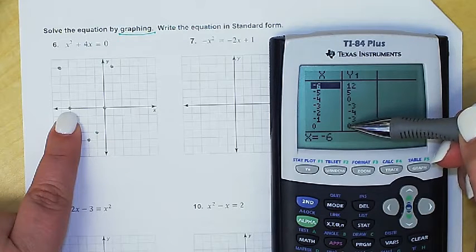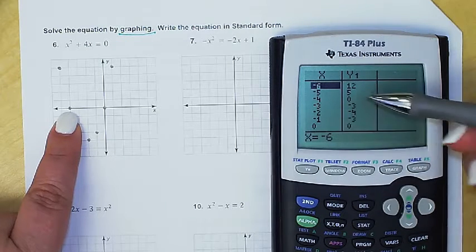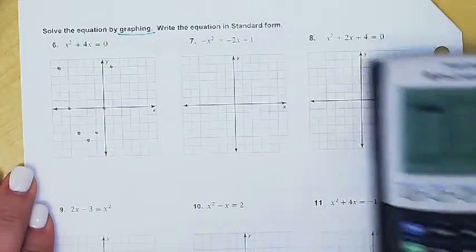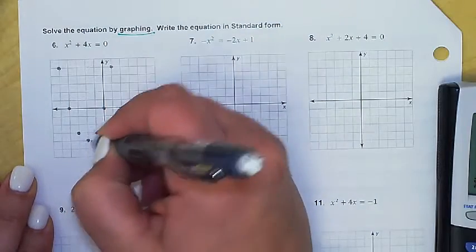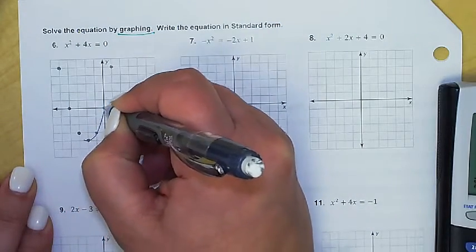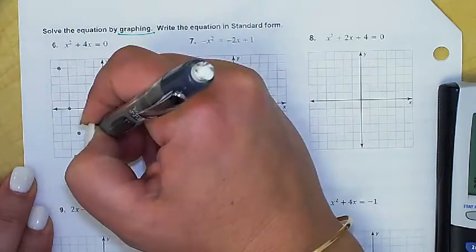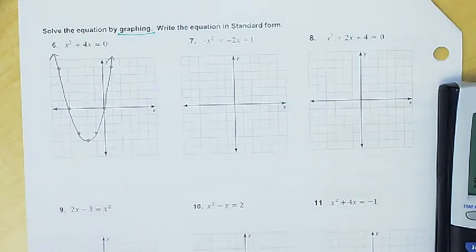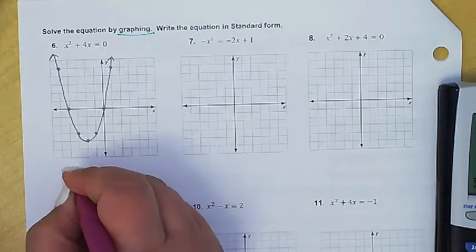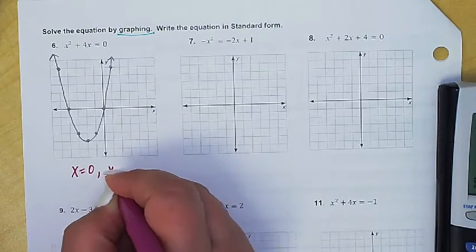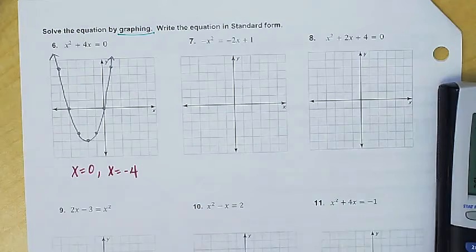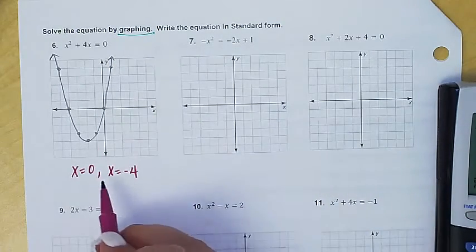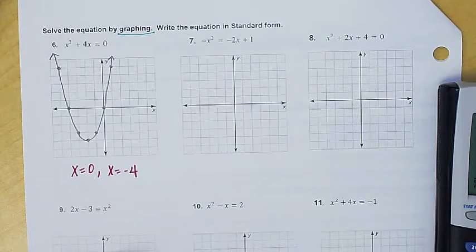So we can see very clearly that we have one x-intercept at 0 and the other x-intercept at -4. And when we graph it, you can see that that's where it hits the x-axis. So we'll go ahead and graph here so we can see what this parabola looks like. And then we can conclude that the solutions here are where x is 0 and where x is -4. So our equation was already in standard form. This is what the parabola looks like, and those are the solutions, which are the x-intercepts.